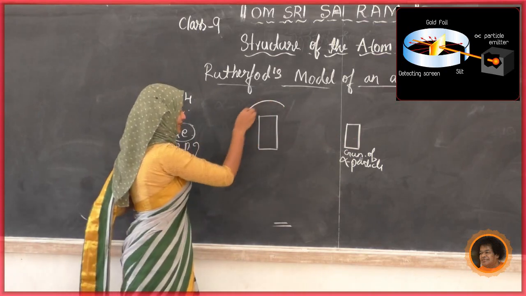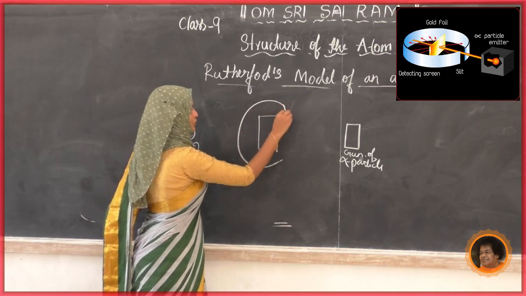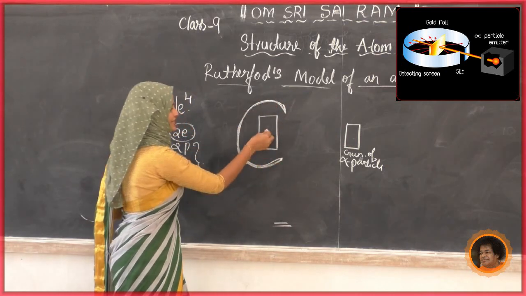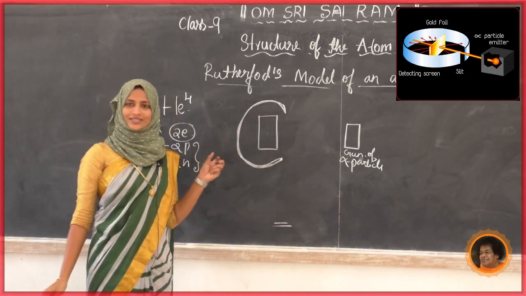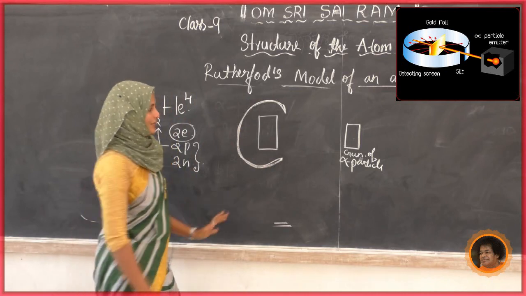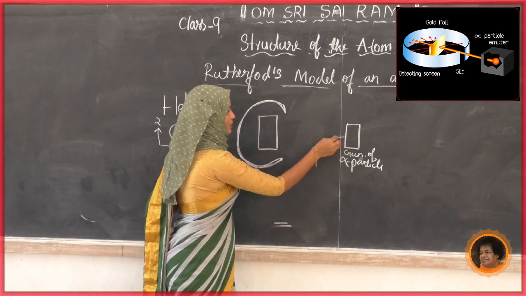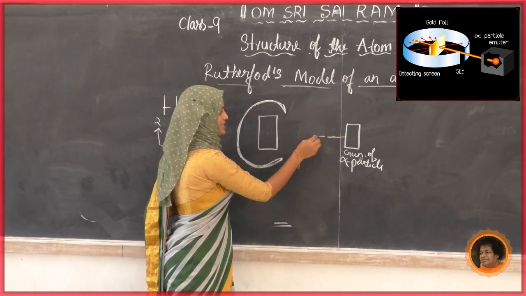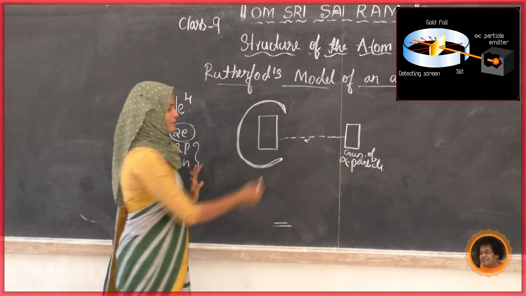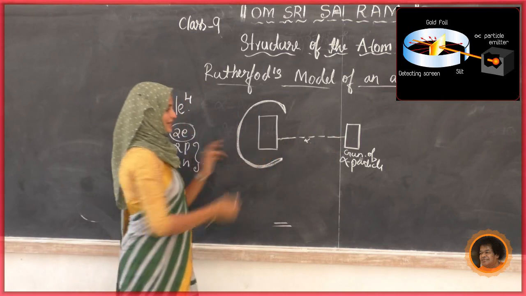Here he has set one more screen for the detection. What happens to the alpha particles when they strike this? To detect that, a screen is placed over here. Now what happened? The emission starts. See, it is coming like this, alpha particles. What happened? It is going to strike this.